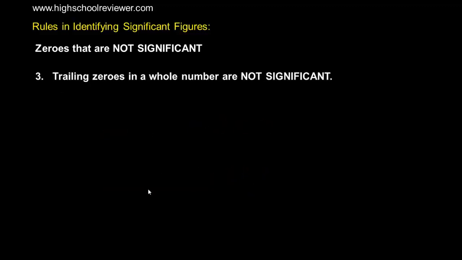And for number 3, trailing zeros in a whole number are not significant. Let's have here an example. 5,000. In this given, all the zeros here are trailing zeros. So we have here 1, 2, 3. They are called trailing zeros because they are placed on a whole number without any decimal point. So all trailing zeros in a whole number are not significant. So what's significant here is only the number 5. So we only have 1 significant figure.